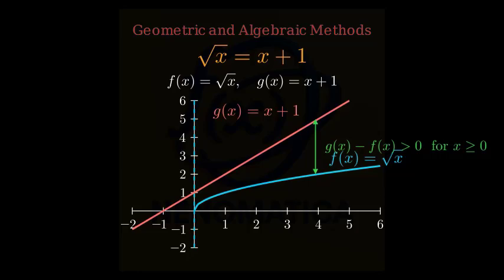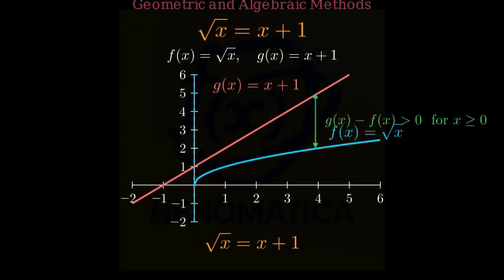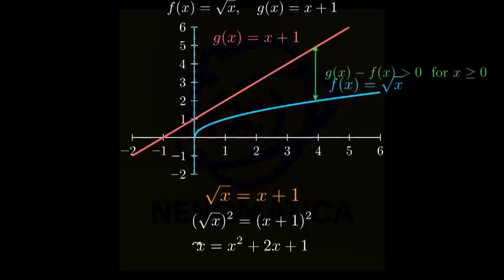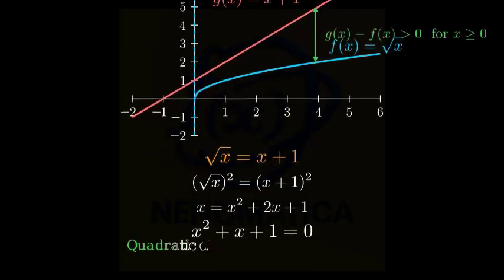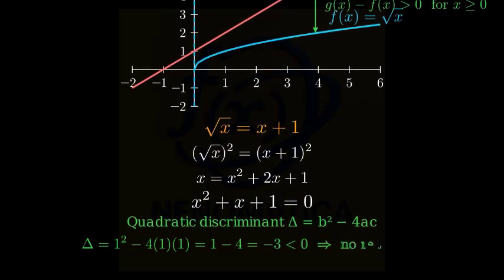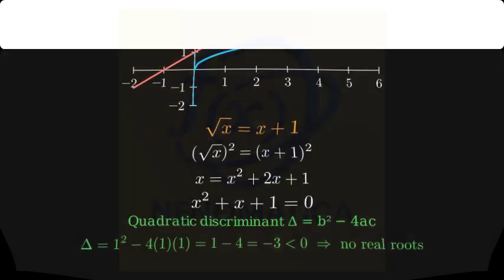Now, the algebraic method. Start with square root of x equals x plus 1. Square both sides to remove the square root. Expand and collect like terms. We obtain the quadratic x squared plus x plus 1 equals 0. Its discriminant is 1 minus 4, which is -3, less than 0. Therefore, there are no real solutions. Conclusion: the equation has no real solution.